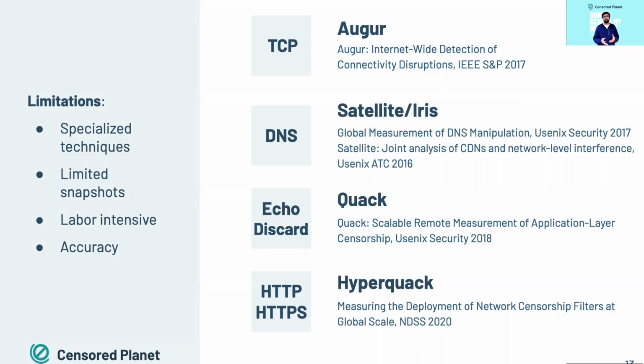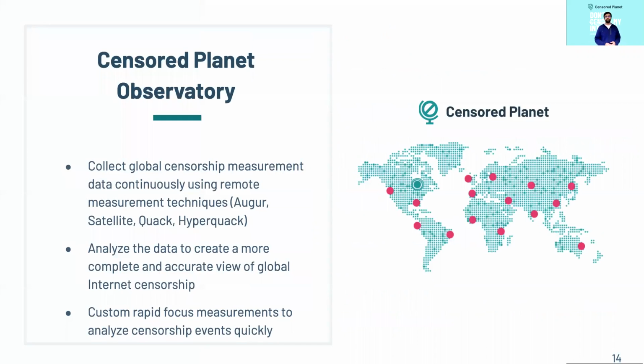So far, remote measurements have also suffered from some challenges. The techniques are each specialized to detect one type of censorship and have only been used for a single snapshot in time. They're also labor intensive to run and suffer from problems with false positives. To overcome these challenges with remote measurements, we have developed the Censored Planet Observatory.